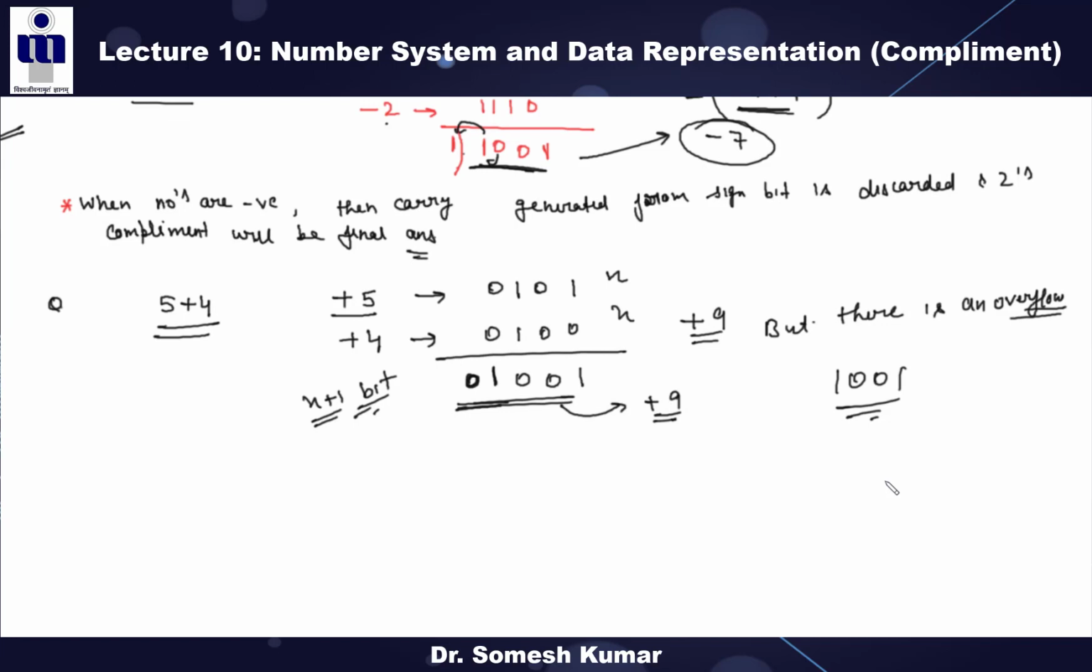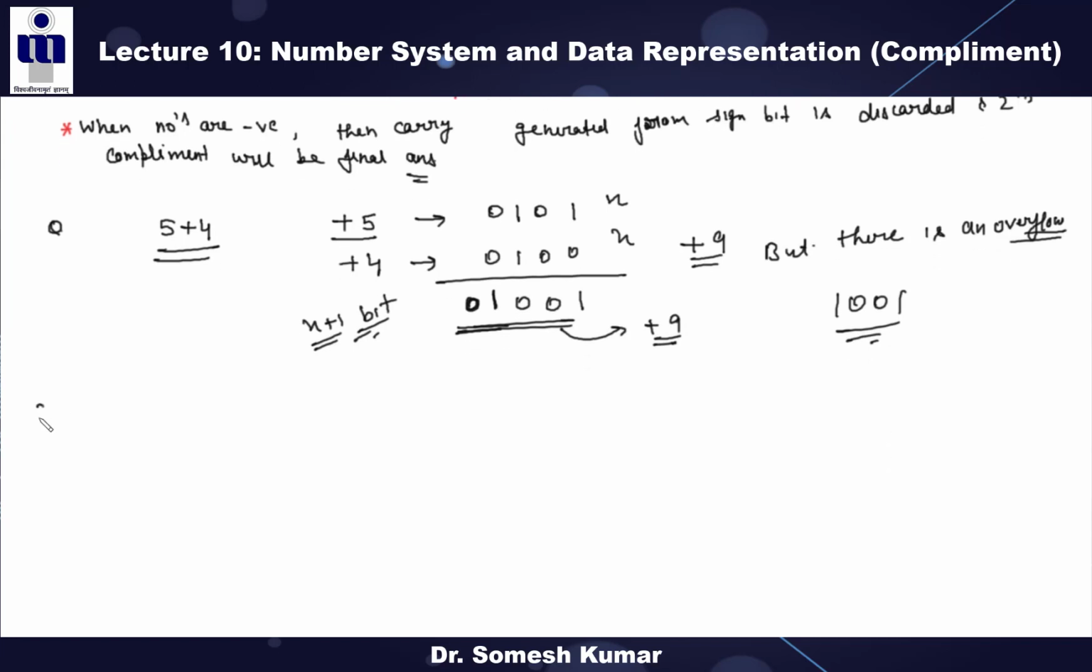Now I am giving one more example of overflow. Minus 5 minus 4. Now what is minus 5 in 2s complement? 1 0 1 1, right? I am writing directly now, because a lot of discussion has already happened on this. What is minus 4? 1 1 0 0.